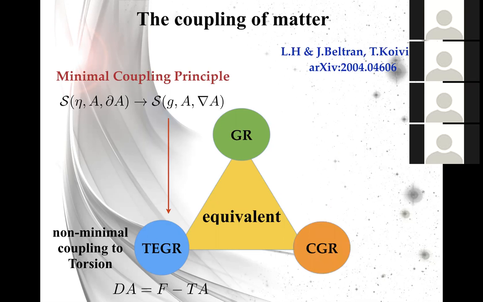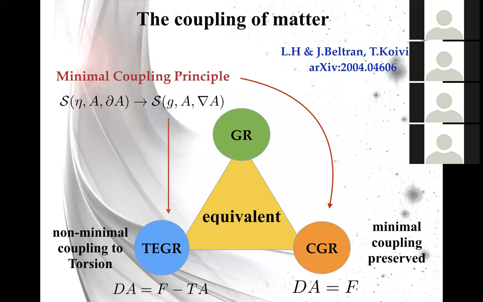How about coincident general relativity? When you try to apply this minimal coupling principle there, it works. So the minimal coupling is preserved and the gauge fields have exactly the same geodesic equations as in standard general relativity. For fermions, the situation is even worse.